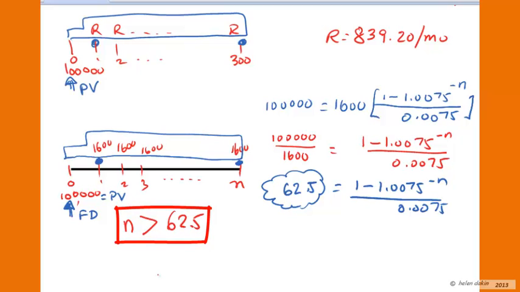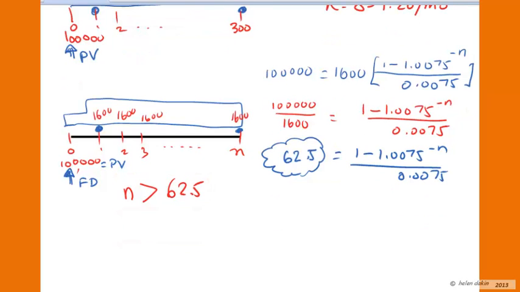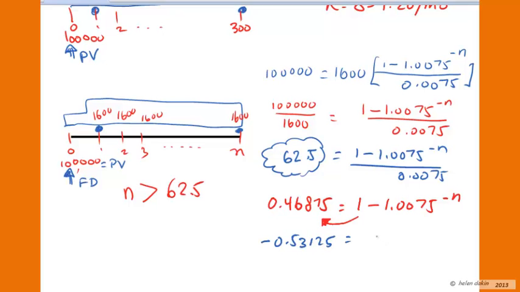Next step is we're going to multiply both sides by the 0.0075. So multiply 62.5 by 0.0075, and you'll end up with 0.46875. And that will equal the numerator of our annuity factor, which is 1 minus 1.0075 to the negative n exponent. Now, the next step is to isolate the term containing the n, and so we're going to do that by subtracting 1 from both sides, and we'll end up with 0.46875 less the 1, or negative 0.53125, is equal to negative 1.0075 raised to the exponent negative n.